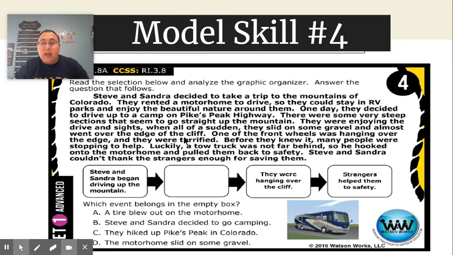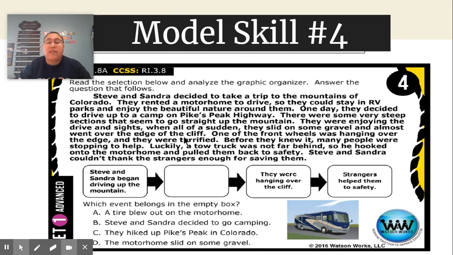So here, let's see. It says, a tire blew out on the motorhome. Did a tire blow out? Is that why they went over the edge? No, they didn't. The tire didn't blow out. Steve and Sandra decided to go camping. So that happened before event number 1. So can that be my answer? No, because it has to come after event number 1. They hiked up to Pikes Peak in Colorado. Again, excuse me, that happened before event number 1, right? So it can't be that one.